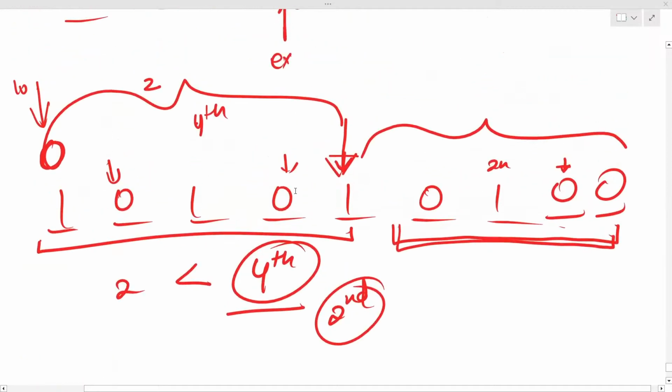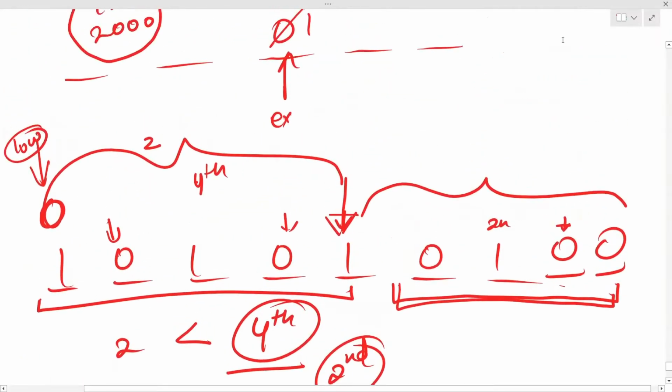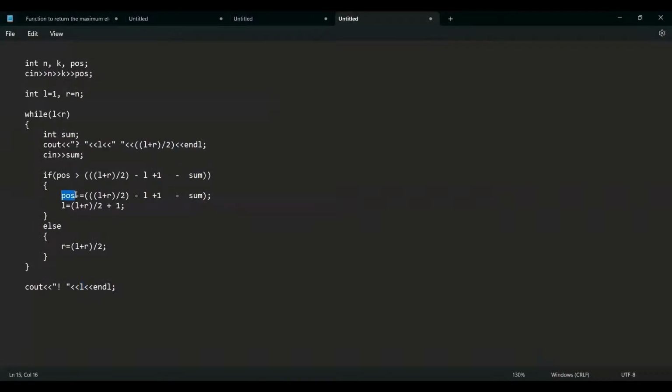Can you repeat the previous position part? I didn't get how you calculate the position. I have solved it. I'm moving my low in the code, in the implementation. Okay, maybe you're getting confused because of the variable name.